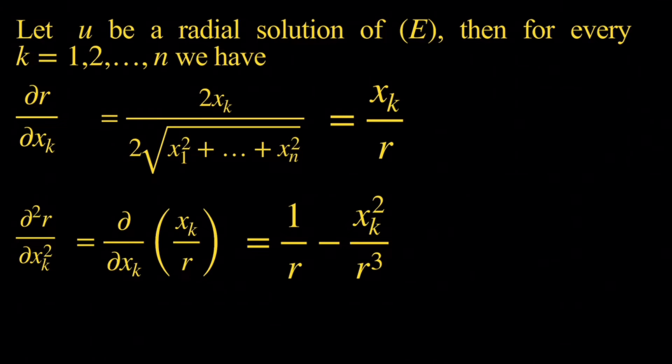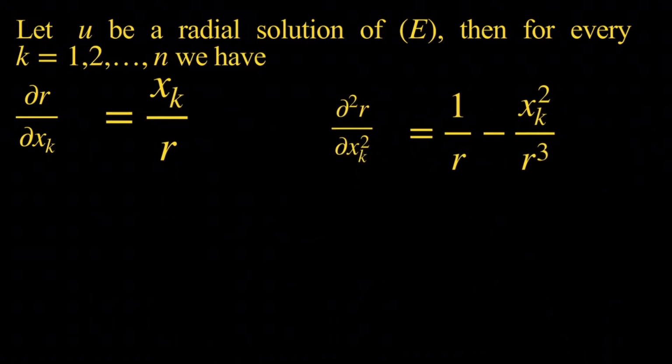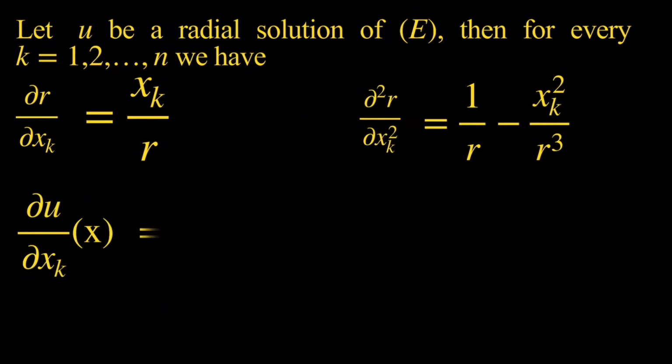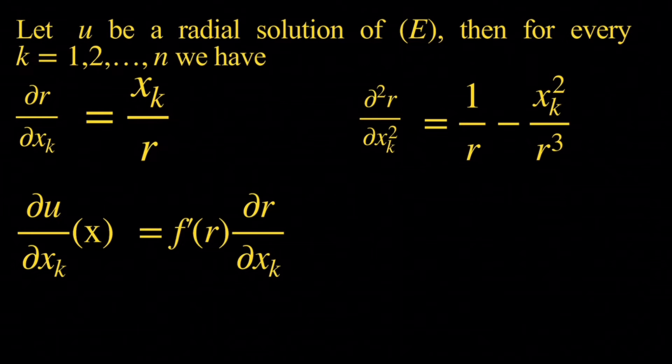Now, we want to find the partial derivative of u with respect to xk in terms of f. Now, we just use the chain rule here. We're going to differentiate f with respect to r. And because r depends on xk, we have to differentiate r with respect to xk.